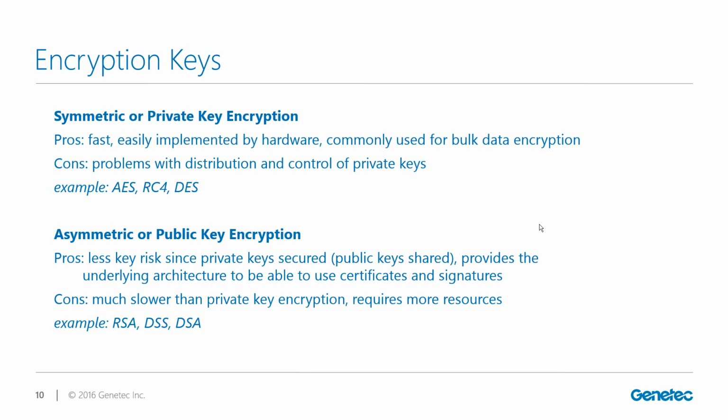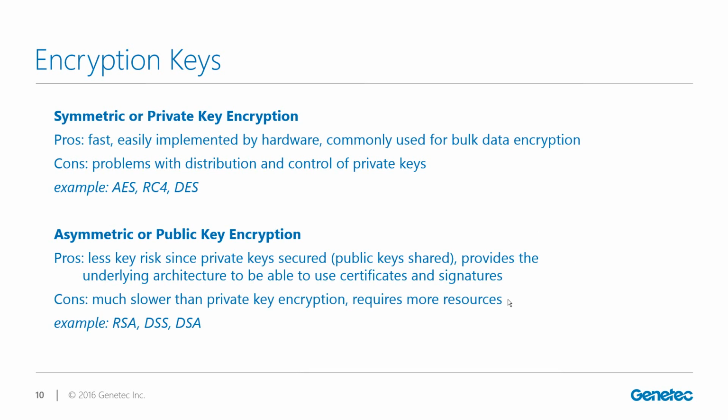Pros and cons for asymmetric, which is also known as public key encryption. Pros, of course, there's less risk because the private keys, we're keeping them more secure. Only the destination should have the private keys. The public keys are shared with whoever, but if somebody gets their hands on the public key, they can't decrypt that information. That's fine. As well, we're going to take a look at certificates later, and the asymmetric encryption provides that underlying architecture to be able to use certificates and digital signatures and things of that sort.